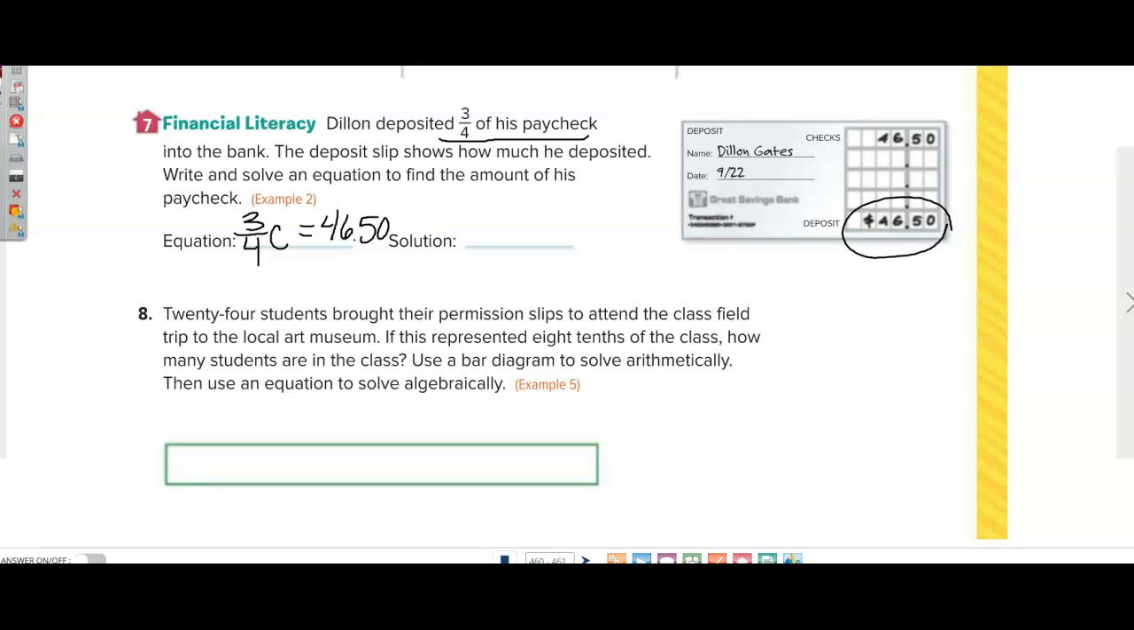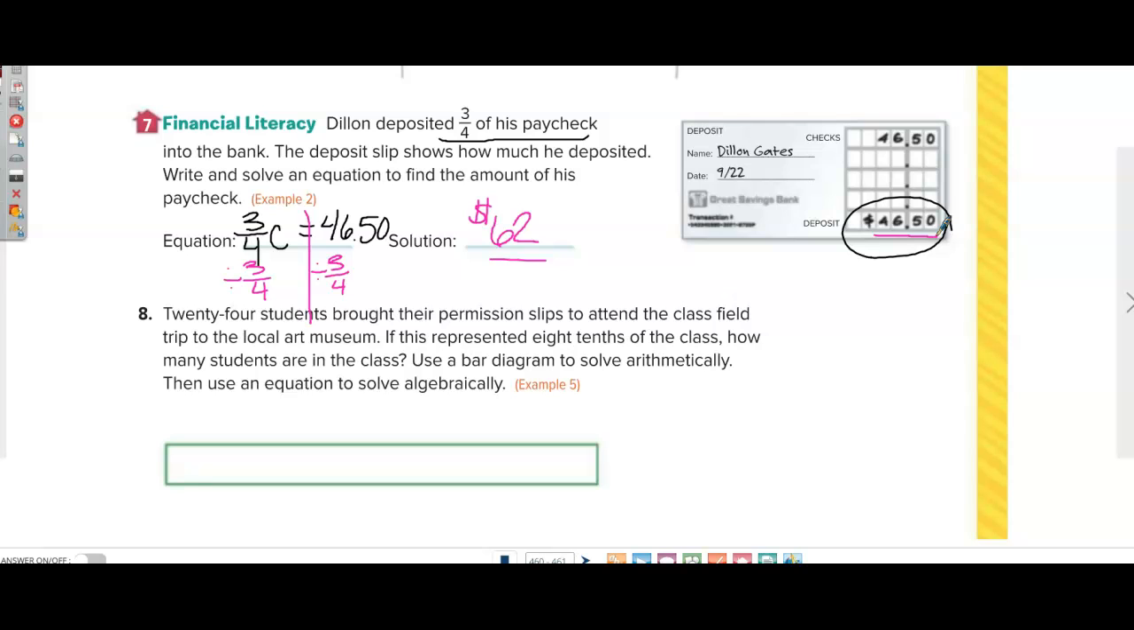Again, to solve, you do the opposite operation. So 3/4 and C are multiplied, so the opposite is to divide. So we divide by 3/4. I'm going to let you type this one into your calculator. So if you typed in 46 and 50 hundredths divided by 3/4, you're actually going to get a whole number of 62. So he deposited $62 total from his paycheck. Sorry, he didn't deposit that. His paycheck was $62 total. This was the part that he deposited.